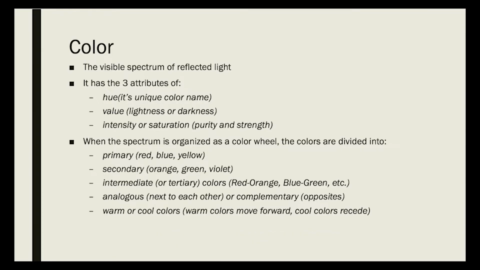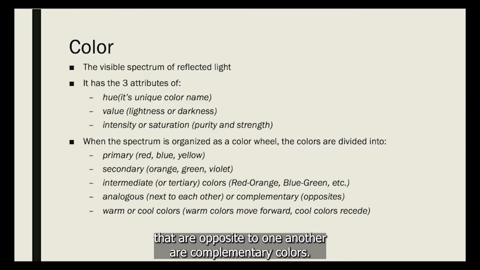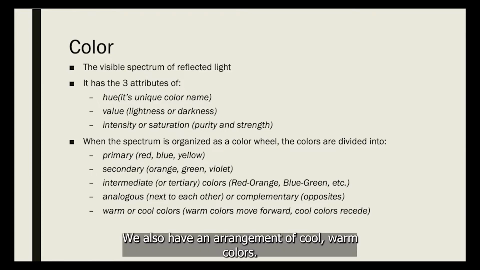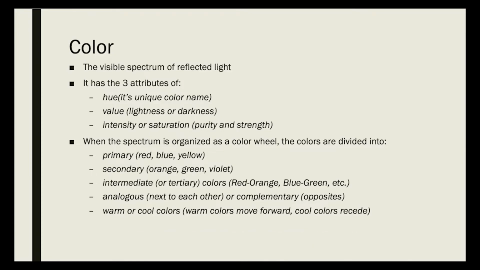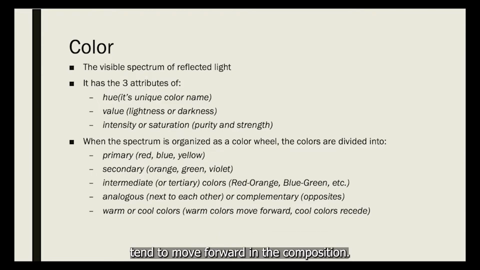On the color wheel, colors that are next to one another are said to be in a color family or to be analogous. Colors that are opposite to one another are complementary colors. We also have an arrangement of cool and warm colors. Cool colors tend to recede while warm colors tend to move forward in the composition.